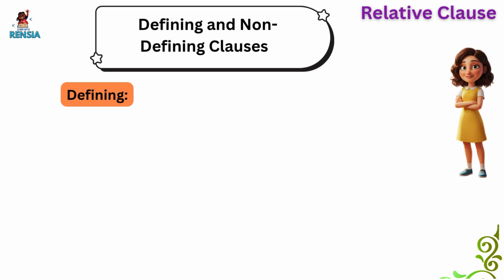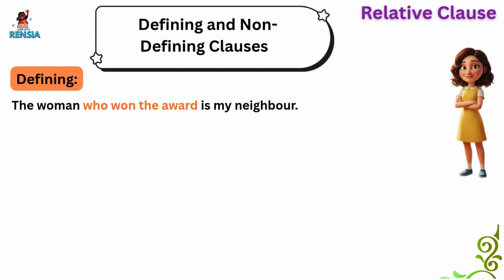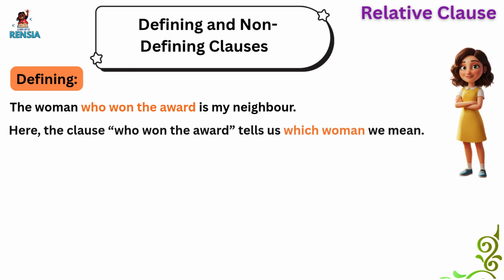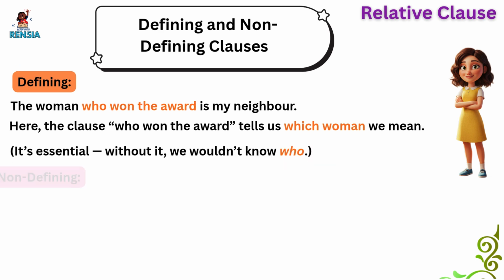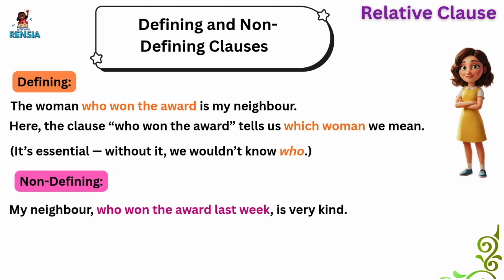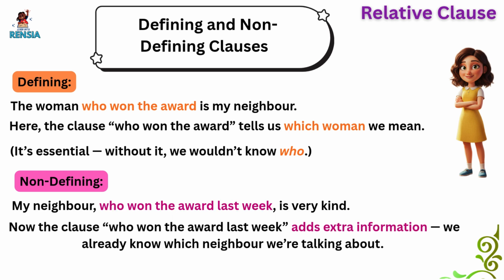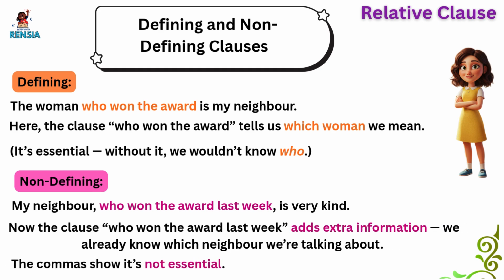Example: defining. The woman who won the award is my neighbor. Here, the clause who won the award tells us which woman we mean. It's essential. Without it, we wouldn't know who. Non-defining. My neighbor, who won the award last week, is very kind. Now, the clause who won the award last week adds extra information. We already know which neighbor we're talking about. The commas show it's not essential.